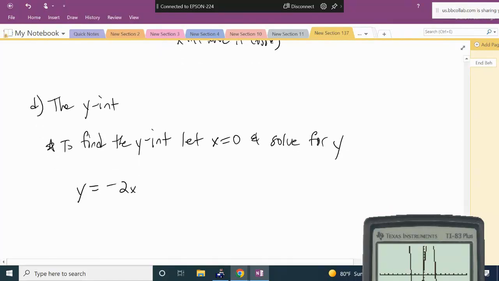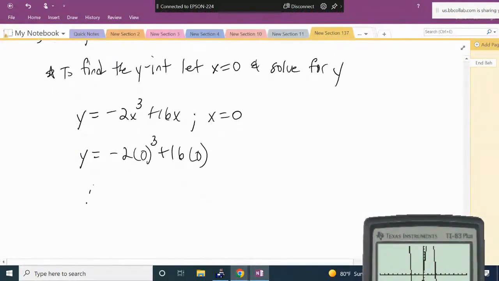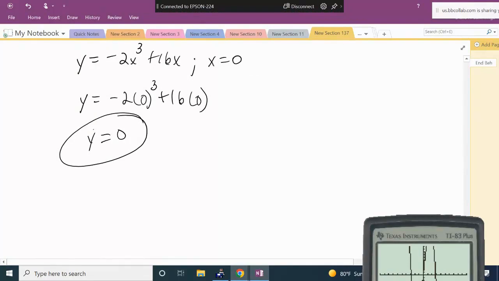So we have y is equal to -2x cubed plus 16x. I'm going to let x equal 0. So in that equation, wherever I see an x, I'm going to substitute it with 0. So we have y is equal to -2 times x, which I'm substituting for 0, raised to the third power, plus 16 times x, which again I'm substituting for 0. So once we simplify, we have y equals 0. So the y-intercept is 0.